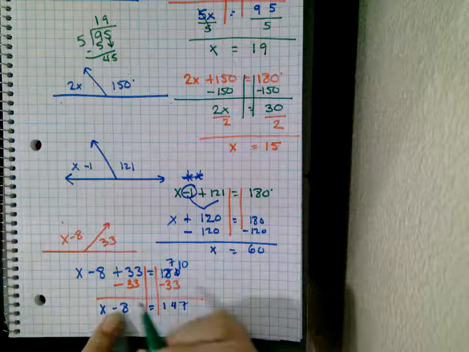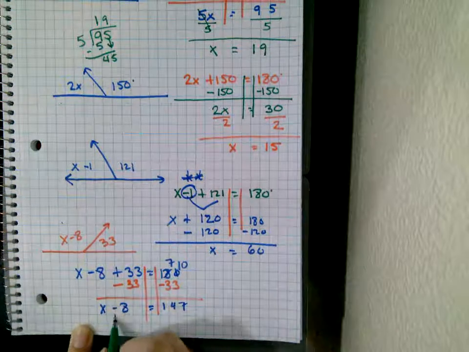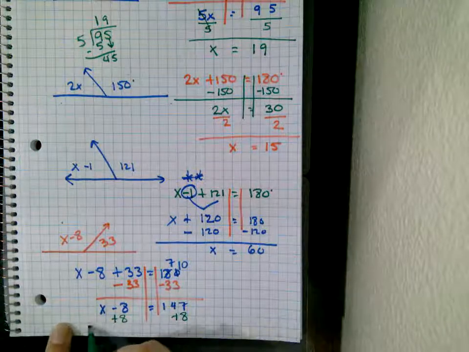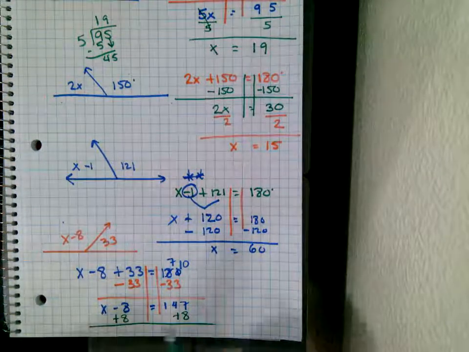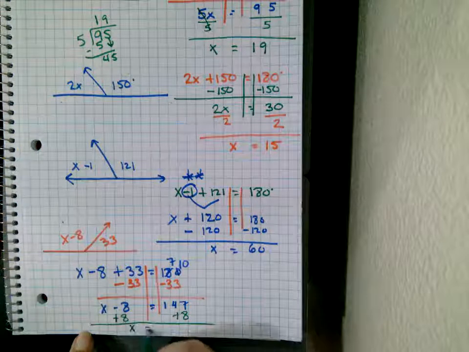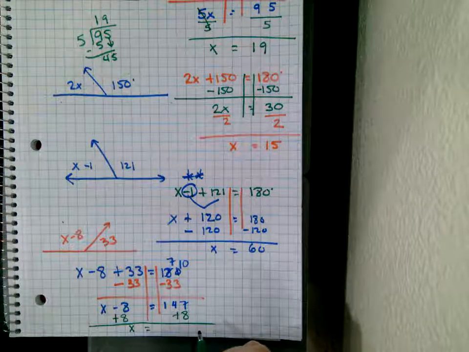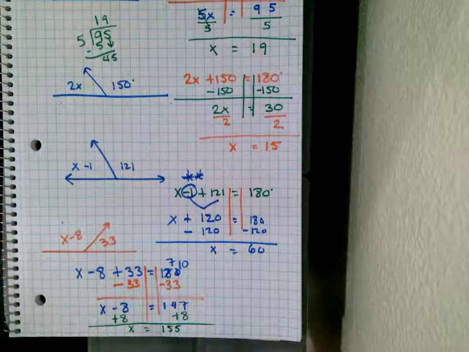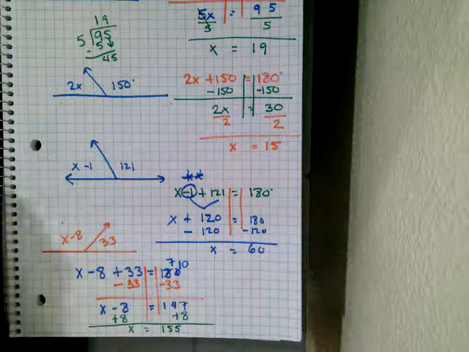For those of you who don't feel comfortable about putting them together, then just move them one at a time. Now this one, because it says minus 8, you have to do plus 8, because you have to do the opposite. You don't always subtract. Sometimes you get to add because of whatever that operation is. So we have x is equal to 147 plus 8 is 155. So x is equal to 155.